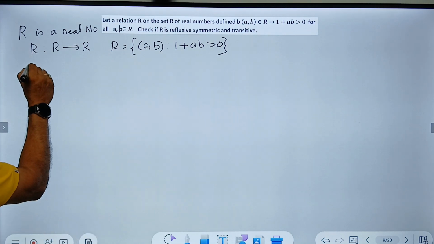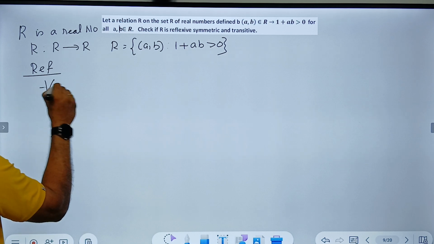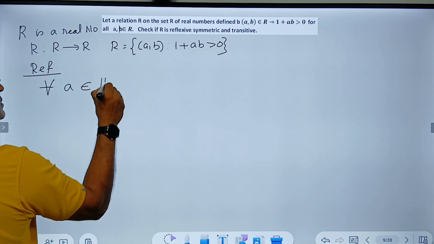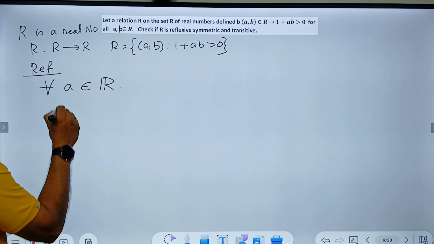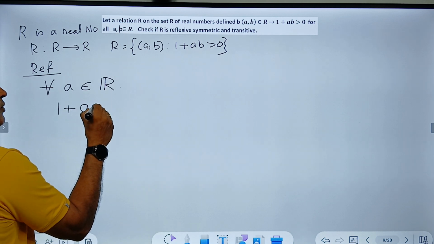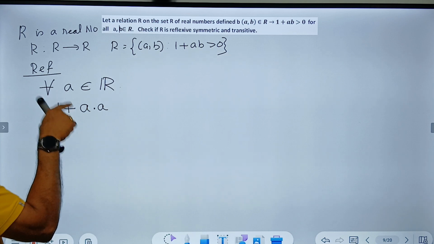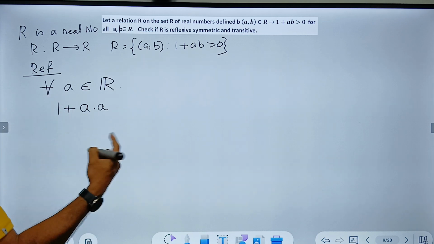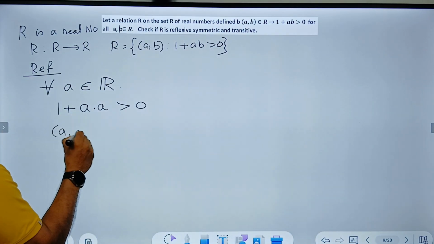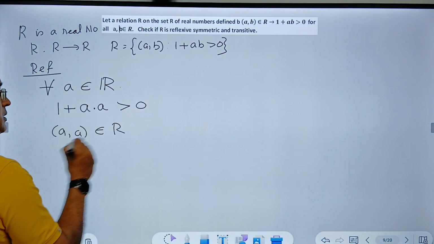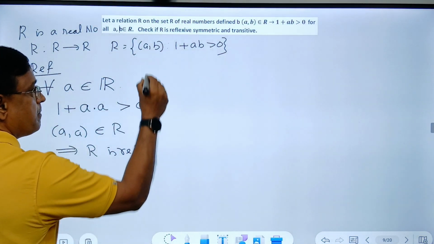Now let's look at reflexive. For every a belongs to real numbers, clearly 1 plus a times a is positive. Even if a is 0, 1 plus 0 will be positive. Okay. So clearly (a, a) belongs to R. This implies R is reflexive.